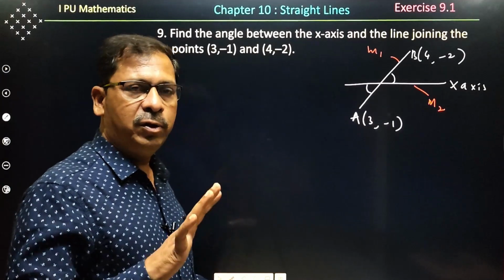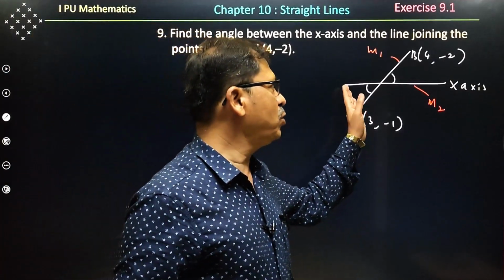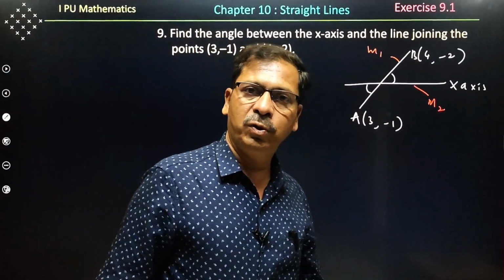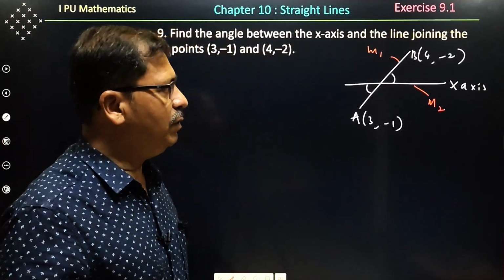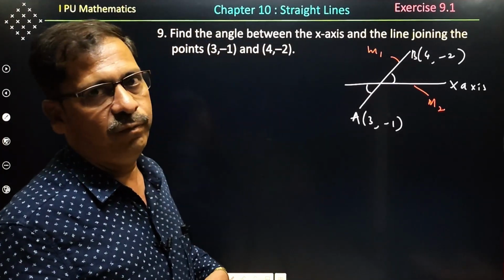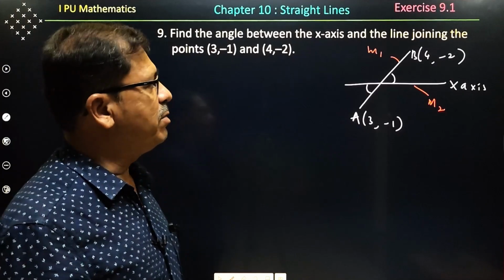Now clearly you know the slope m2, that is the slope of the x-axis, is equal to something. I told you in the theory, in the previous classes, I repeated it twice.